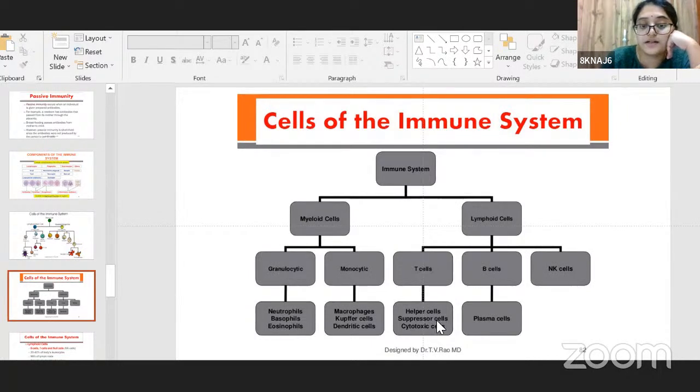T cells include the helper and suppressor cells. Then you have the cytotoxic T cells. B cells are differentiated into memory and the plasma cells. Memory cells are only to remember. Their function is to remember that particular antigen for a lifetime.